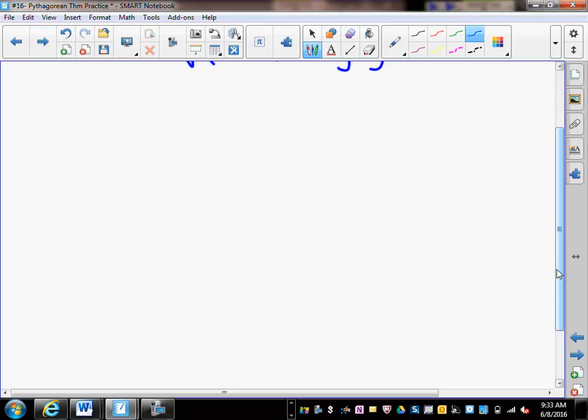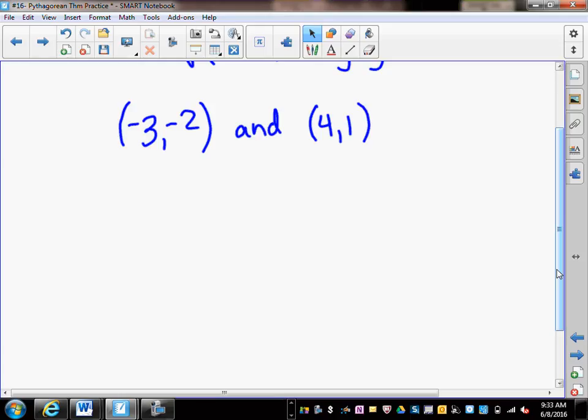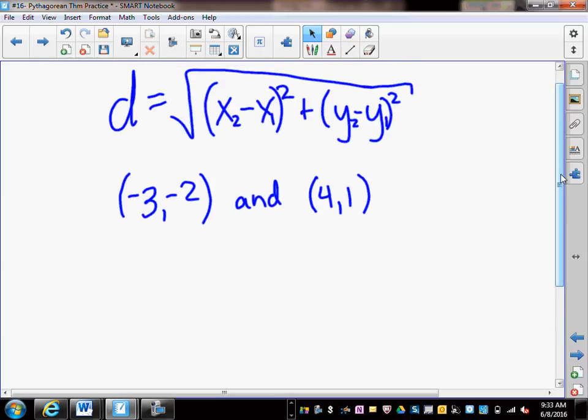Find the distance between these 2 points: negative 3, negative 2, and 4, 1. Either way, it doesn't matter actually, just as long as you're consistent with it. Doesn't matter which point you start with, just as long as you're consistent.